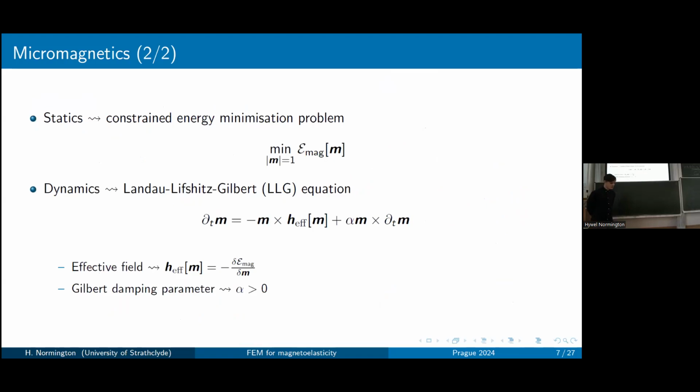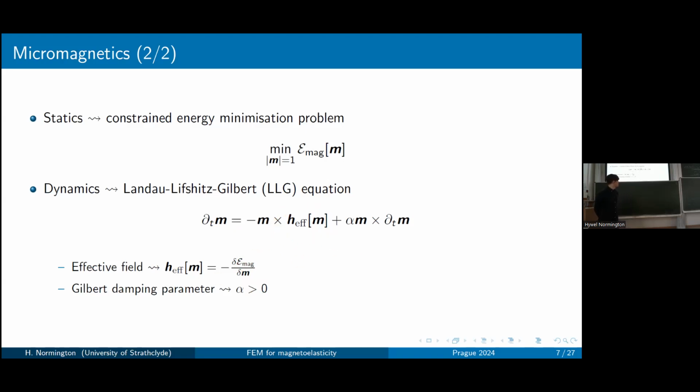So for micromagnetics, you have two cases. You have the static case, where you're simply minimizing your energy, subject to, again, this unit length constraint, where the norm of m should be 1. You also have your dynamics, and this is where the LLG equation, the Landau-Lifshitz-Gilbert equation, comes into play. It's described by the time derivative of m being equal to this cross product of m with some other terms involving m.